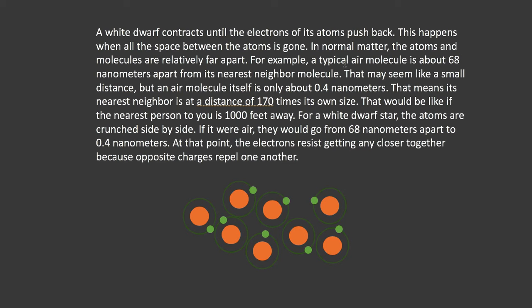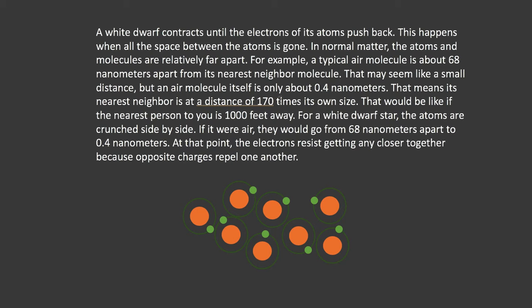So there's an example here. A typical air molecule is about 68 nanometers apart from its nearest neighbor. So 68 nanometers sounds pretty small, but an air molecule is only about 0.4 nanometers. So its nearest neighbor is 170 times its own size. Think about your size, roughly 5 to 6 feet probably. Well, 170 times that distance is how far away the nearest neighbor is. So things are relatively empty. The atoms have plenty of place to fly around without interacting with other things, without bumping into one another.